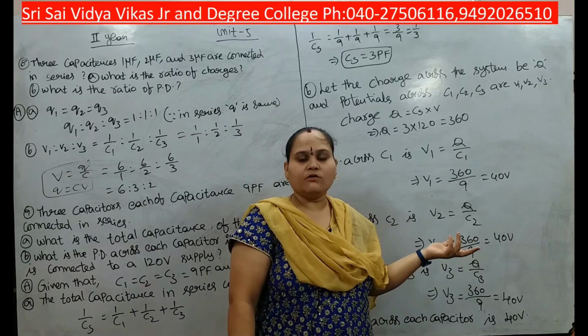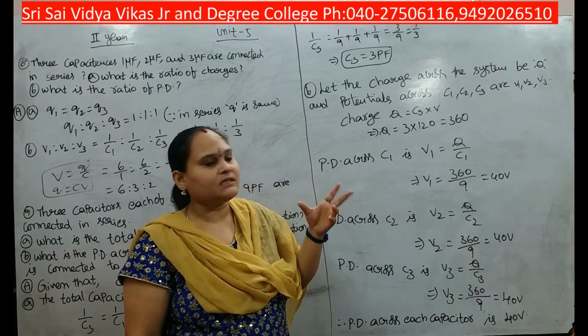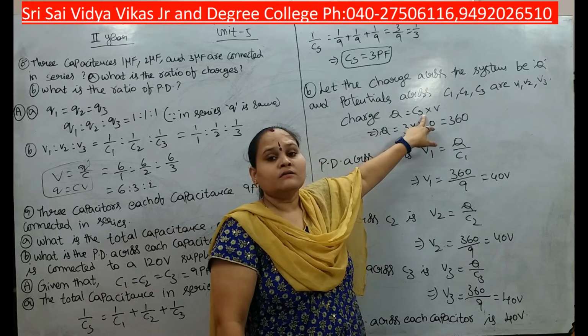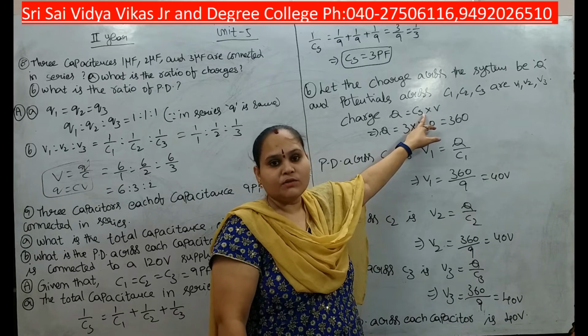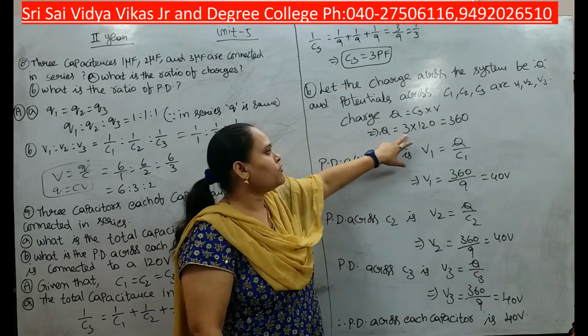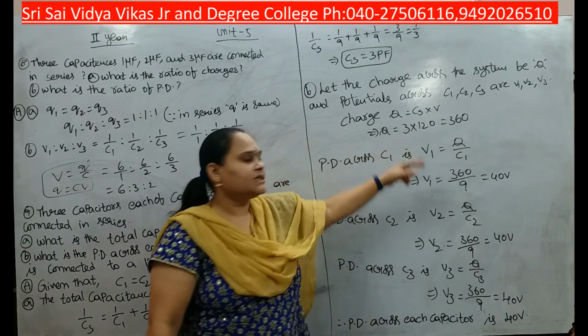Charge Q equal to Cs into V. From the formula V equal to Q by C, Q equal to C into V. Here Cs is the series combination capacitance, the total capacitance in series combination, into voltage V. Cs is 3 picofarad into voltage 120, then we will get 360. So, the charge is 360 coulombs.